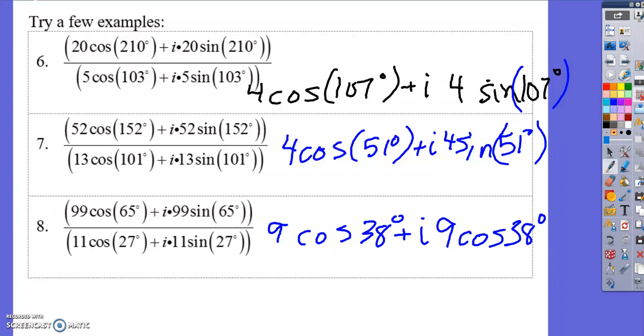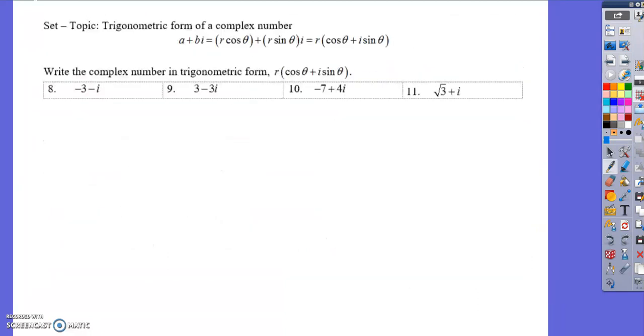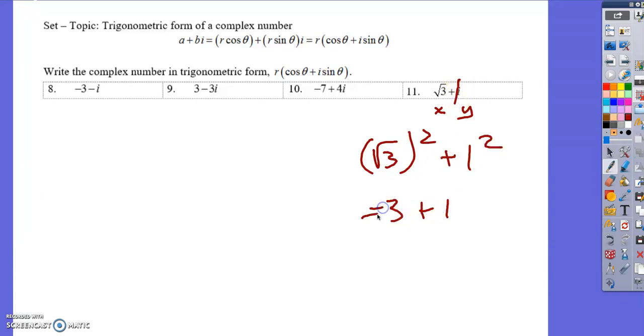This is the hard part. It's no big deal. What I realized I forgot to demonstrate was changing forms. I don't know why I didn't do that in the last video, but let's do that really fast. Let's do the scary one, number 11. And so I need to figure out what r and theta are. So this is going to be my x, and that's going to be my y. So r is going to be the square root of 3 squared plus 1 squared, which equals 3 plus 1, or 4. And so r is equal to 2.